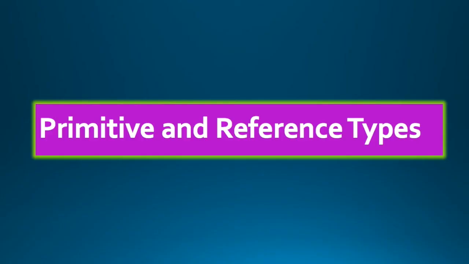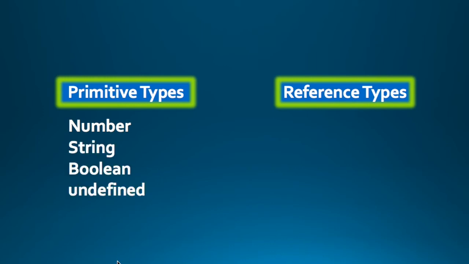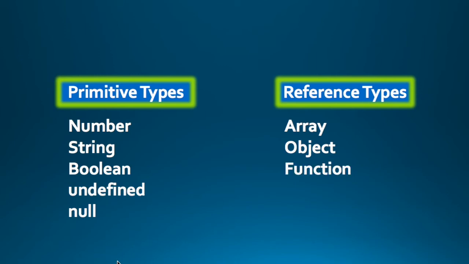In JavaScript, there are two kinds of variables, primitive and reference types, and this depends on the value they store. So what are these? The primitive types are number, string, boolean, undefined and null, whereas the reference types are array, object, and function. So what do we mean by these? Let us use a few examples and understand them.